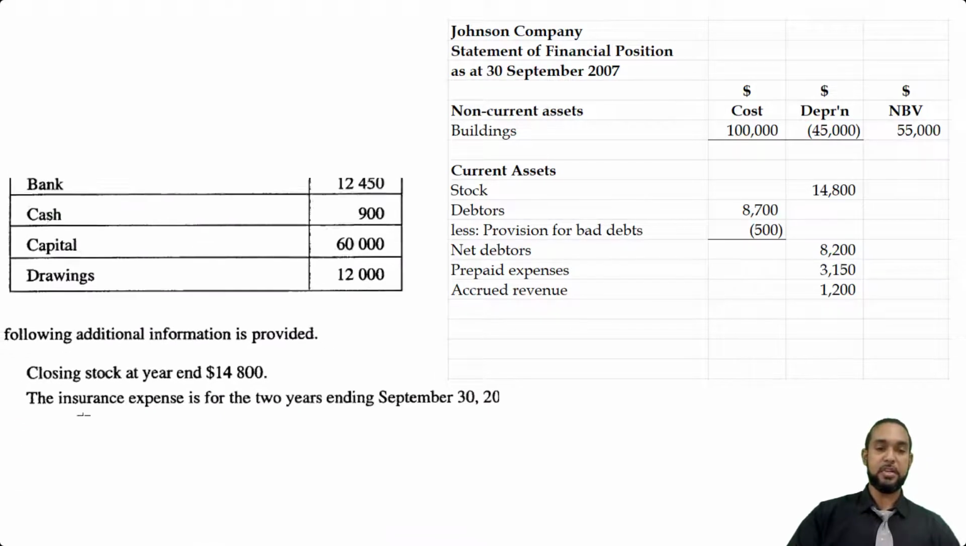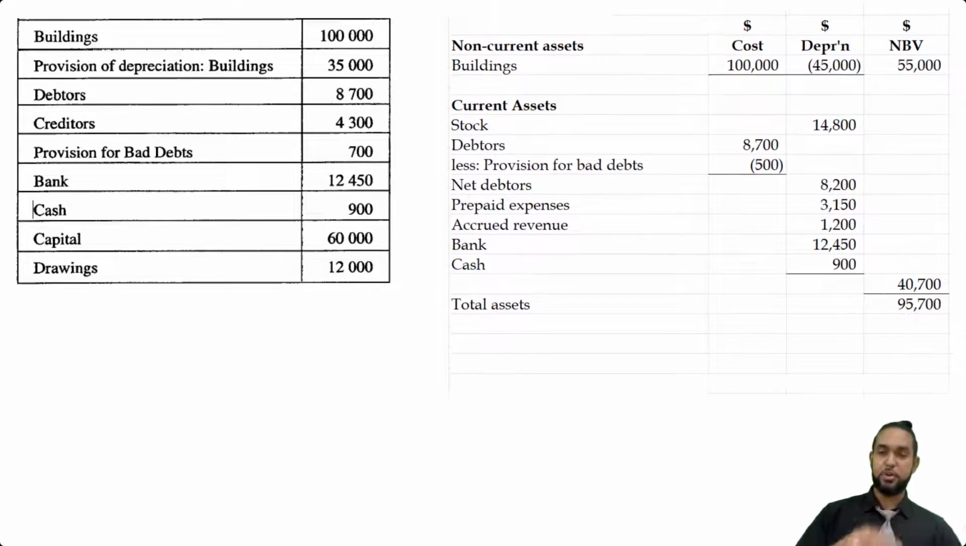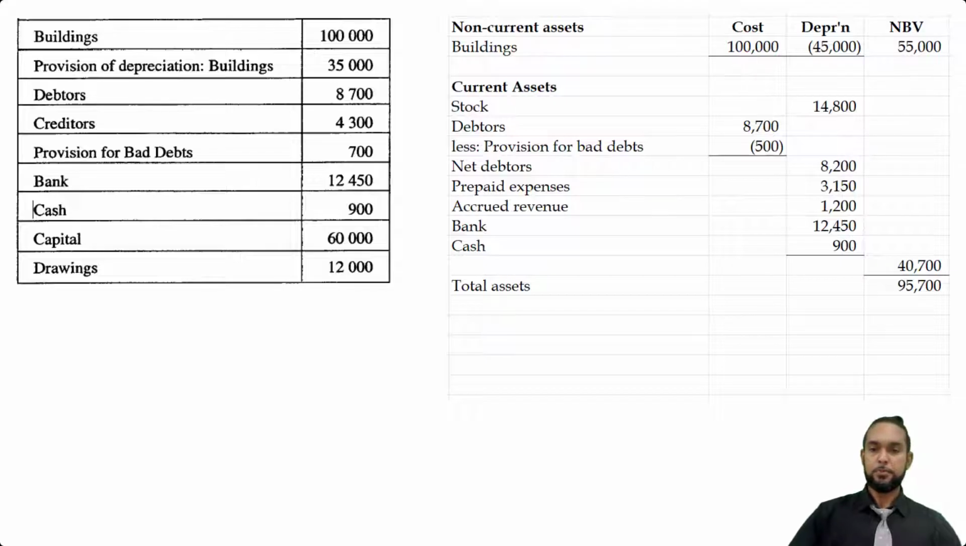Now, the only other 2 items of current assets were the bank and cash of 12,450 and 900. So we're going to plug those in. And then we're going to add those items to get total current assets of 40,700, which we'll add to non-current assets to get total assets of 95,700. Now, I like to subtract my liabilities. So we're going to start with the non-current liabilities.